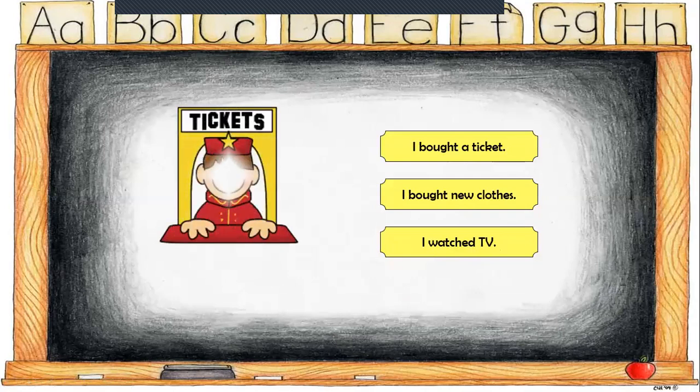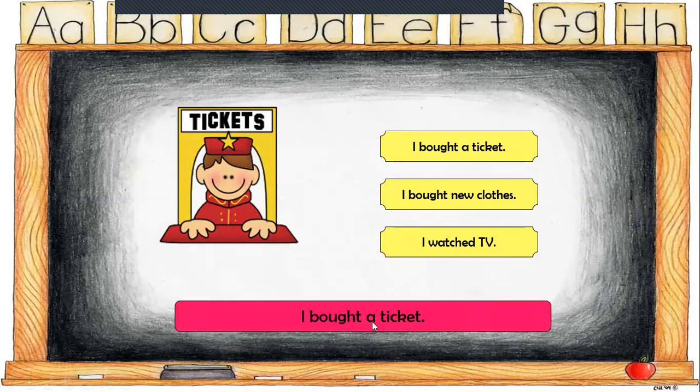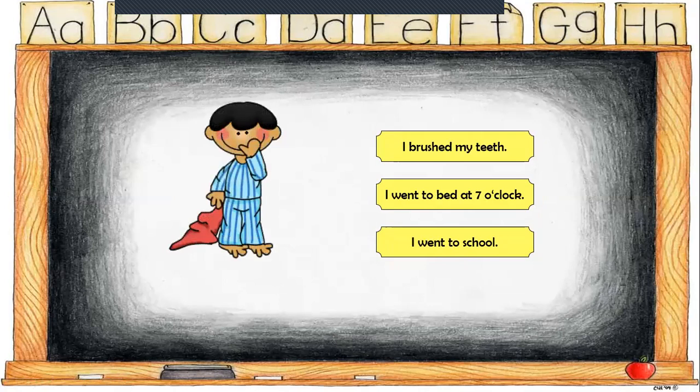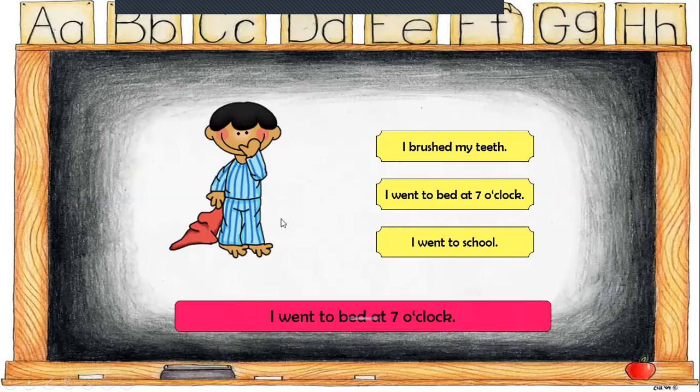I bought a ticket. I bought new clothes. I watched TV. So clearly I bought a ticket. I brushed my teeth. I went to bed at 7 o'clock. I went to school. These are not school clothes, so sleeping clothes. I went to bed at 7 o'clock. All right, very, very good. Again, you can go back and check the exercise again, do it over and over till you master it.